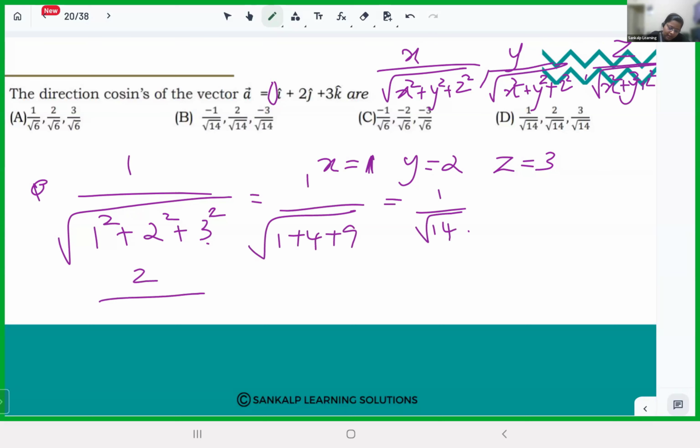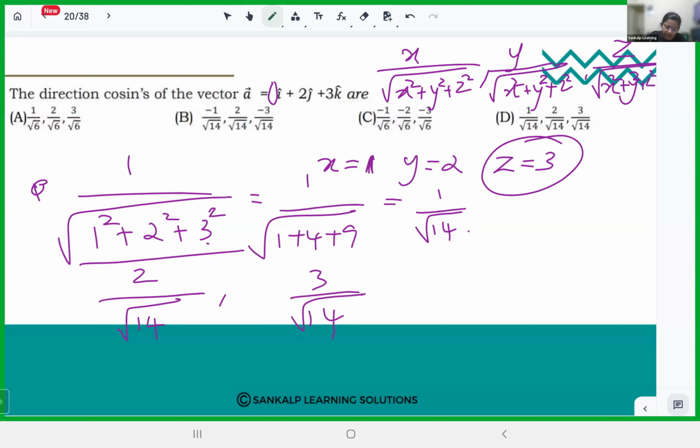So this will be 2 by root 14, isn't it? Same answer. The denominators are the same, right? Root of x square plus y square plus z square. So we'll get it as 2 by root 14. And what is this third component? It is 3, so the third one is 3 by root 14. So what are the direction ratios? 1 by root 14, 2 by root 14, 3 by root 14. So option D is the right answer.